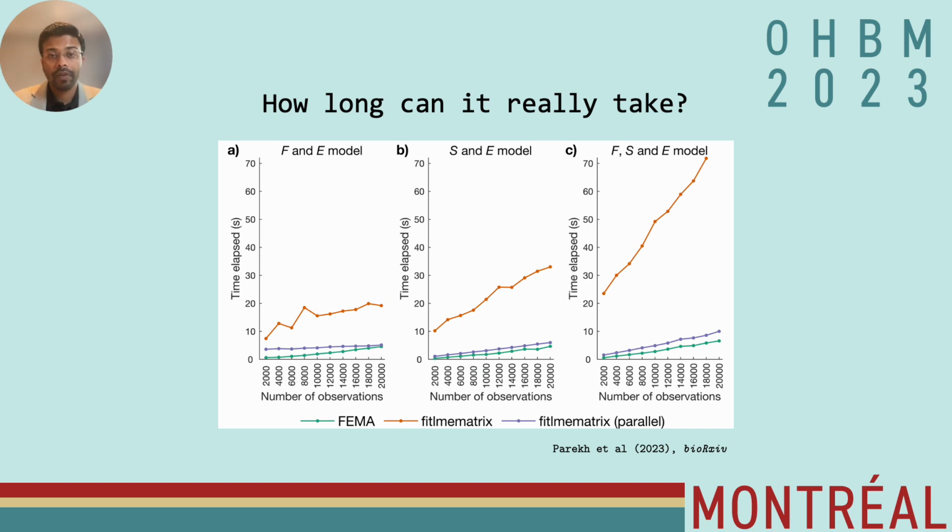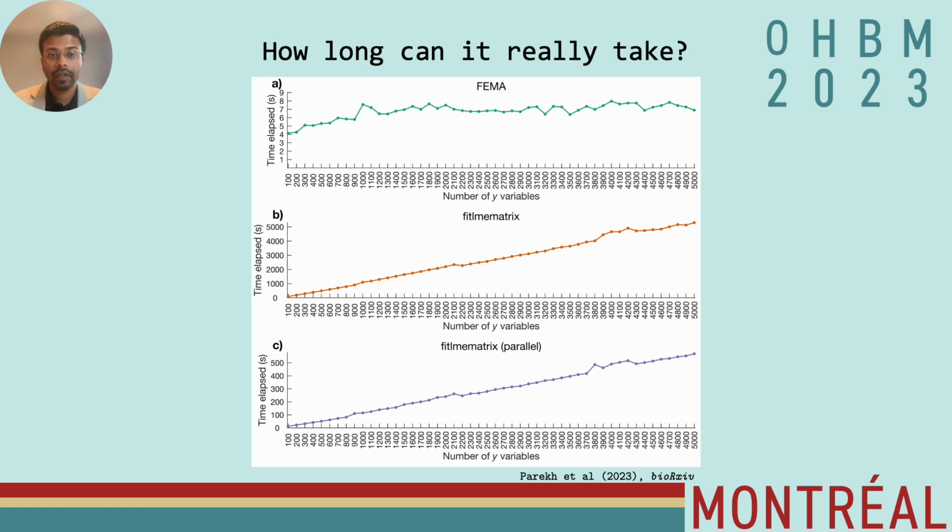This is an example of how long a standard model fitting for mixed models would take, which is plotted in orange as a function of number of observations. And the time taken by FEMA is plotted down here in green. We even tried to fit this using a parallel computing approach, and you can still see that FEMA outperforms even the parallel computing case.